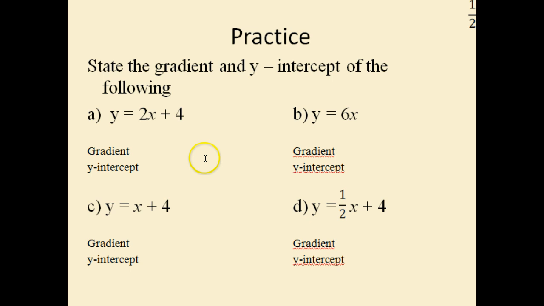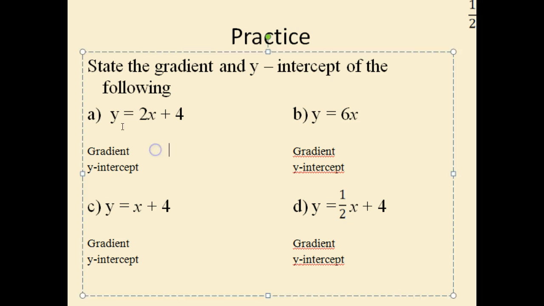The first thing you need to be able to do is state or discover the gradient and the y-intercept when you're given the formula. This is a pretty easy skill to do. Remember, the number attached to the x will be the gradient. So the gradient in the first formula is 2, and the y-intercept is 4, the number on the end.